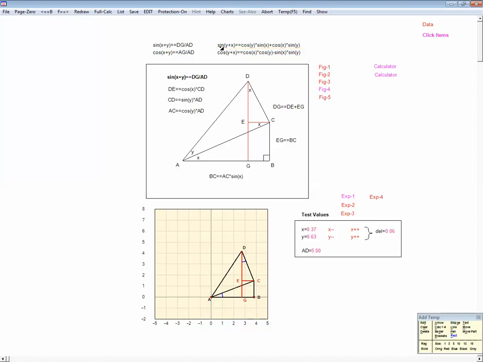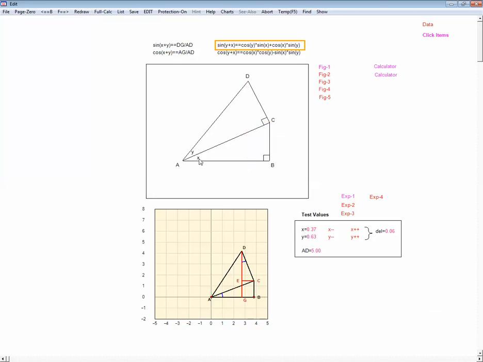But let's look at the first one. Let's prove this first one. And we're going to do that by looking at this diagram down here. Here's x, and here's y. And so the angle x plus y starts down here at the line AB and goes all the way up here to the line AD. So we want to, first of all, see in this diagram what the sine of x plus y should be. And here's the formula for it.